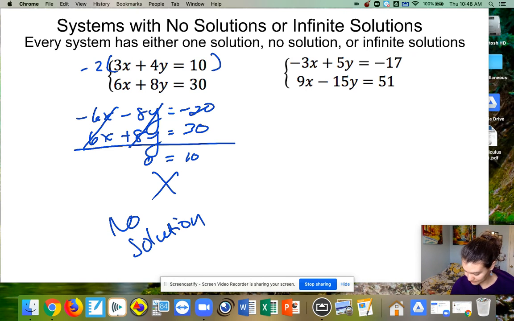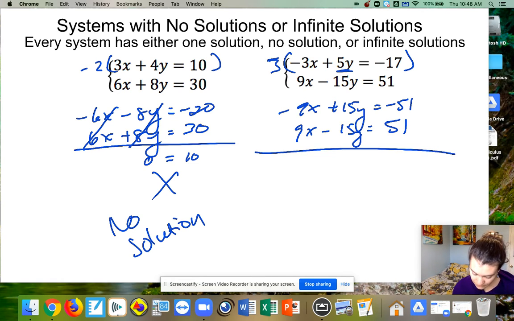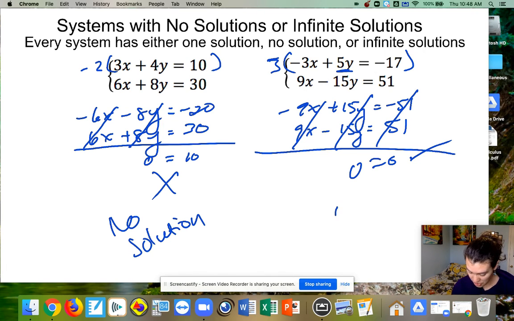Okay, let's try the other one. Here I can multiply this top one by 3 to get this to be a 15. So you get -9x plus 15y equals -51, and 9x minus 15y equals 51. You can simplify here. That's going to cancel, that's going to cancel, that's going to cancel. So we end up getting 0 equals 0. So these are the same line, and you have infinite solutions for that one.